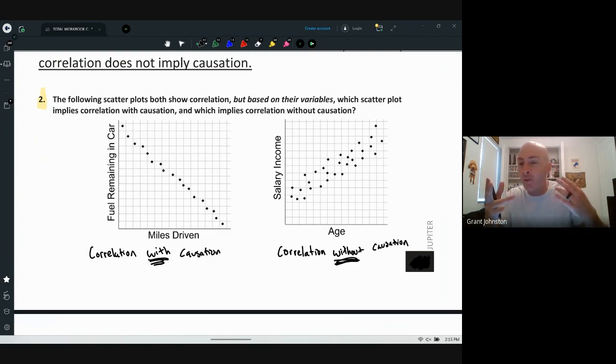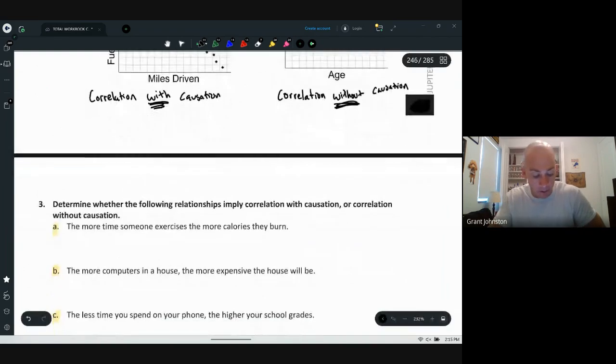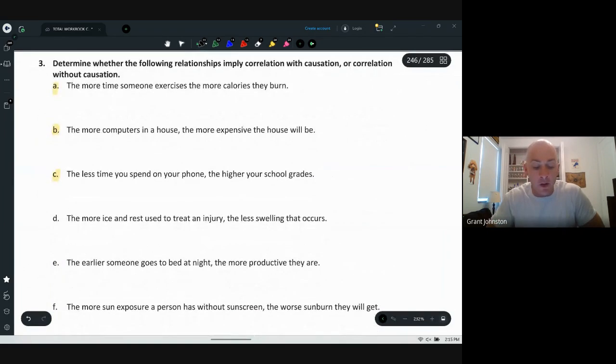So a lot of these you're really going to have to think in your head, and you can make arguments for both sometimes, but you really got to think these through. Okay. So I'm going to do a few of these. Determine whether the following relationships imply correlation with causation or correlation without causation. A says the more time someone exercises, the more calories they burn.